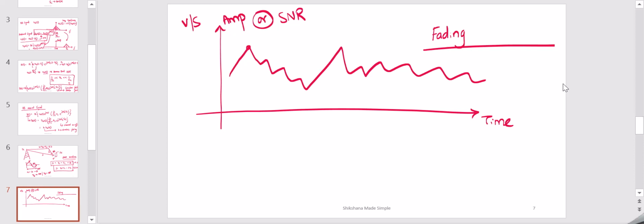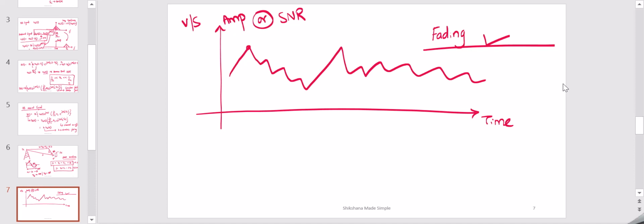So this fading mainly depends on how the phase is playing at the received signal. I hope you got multipath fading.